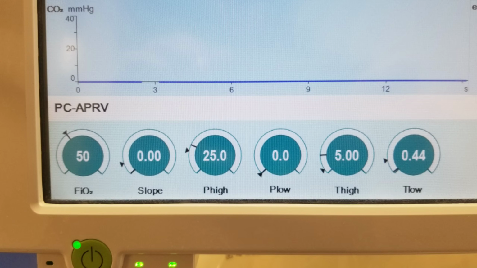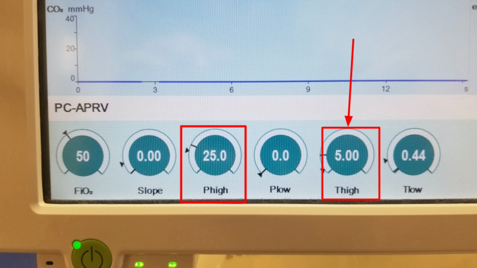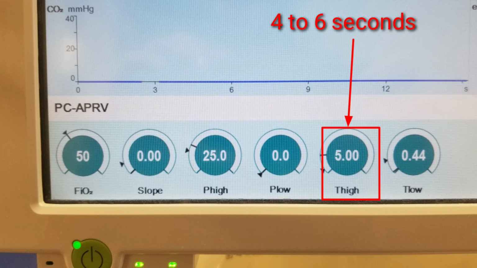I'm actually going to jump over the P low for a moment, okay? And we're going to go to the T high. So we have the P high set at 25, and the T high is going to make that 25 centimeters of H2O sustain itself for 5 seconds. On average, a good starting setting for the T high is around 5. This is often an initial setting from 4 to 6 seconds, with 5 being the average.